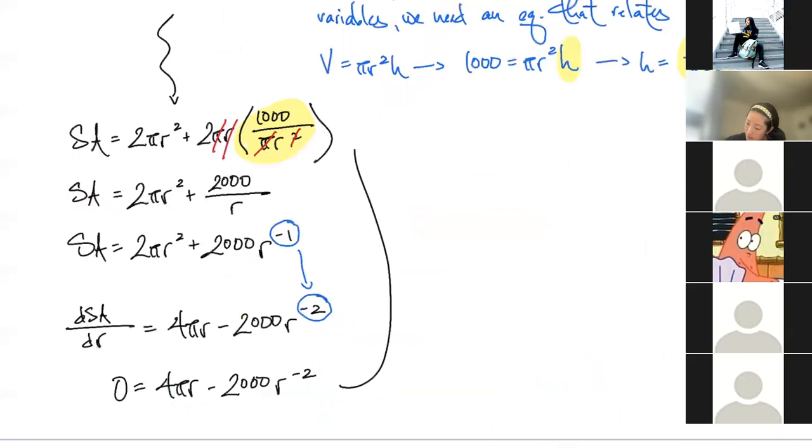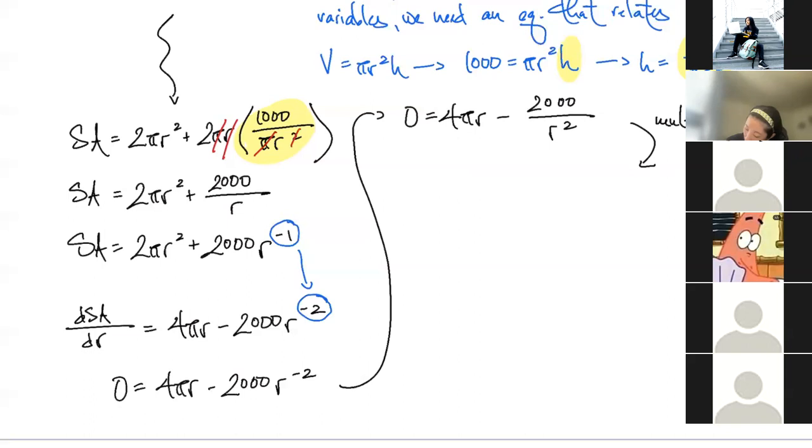All right, so 0 equals 4 pi r minus 2000 over r squared. Now I'm going to write it back that way because it makes my life a little easier when I'm trying to solve for r. I could do one of two things. I can add the 2000 over r squared to both sides first, or wouldn't life be nice if I could get rid of that fraction? Either way, we're going to end up multiplying by r squared, because that's the denominator that we want to get rid of.